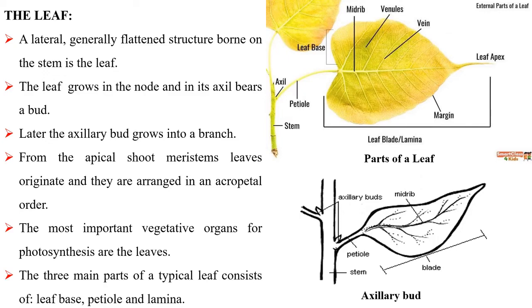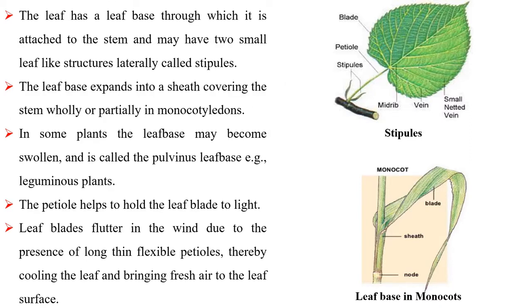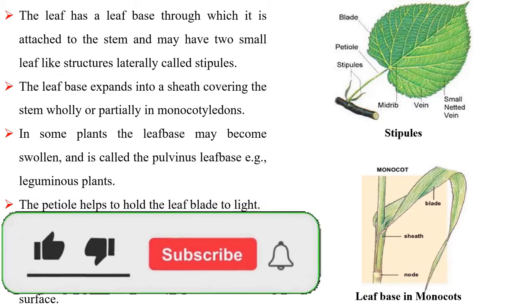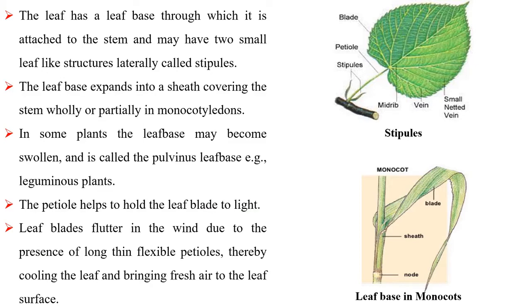The three main parts of the typical leaf consist of leaf base, petiole and lamina. The leaf has a leaf base through which it is attached to the stem and may have two small leaf-like structures laterally called stipules. The leaf base expands into a sheath covering the stem wholly or partially in monocotyledons. In some plants, the leaf base may become swollen and it is called the pulvinus leaf base, example leguminous plants.